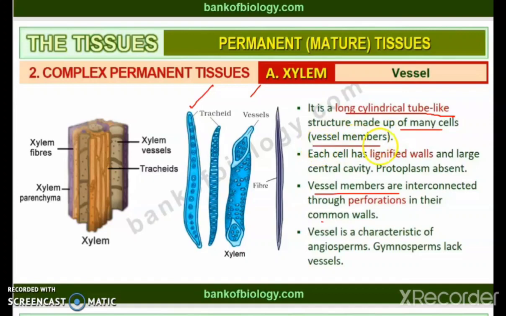And these vessels, see the next one children, vessel members are interconnected. So which are vessel members? Vessel members are nothing but these vessels are made up of many cells which are called vessel members, and these vessel members are interconnected. What is the meaning of that? They are connected with each other.